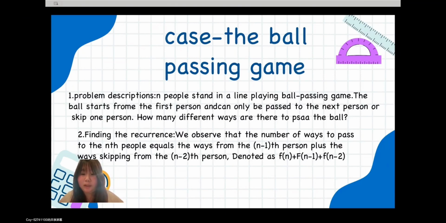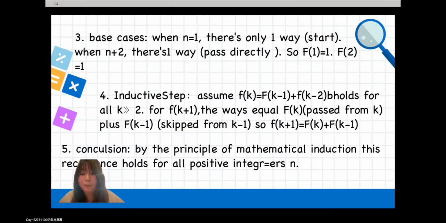To reach person n, you must come from person n minus 1 or person n minus 2. So the number of ways in is f(n) equals f(n-1) plus f(n-2). We also know f(1) equals 1 and f(2) equals 1. With these starting values, we can compute for any n. This is induction: find a starting point and a step-by-step rule.